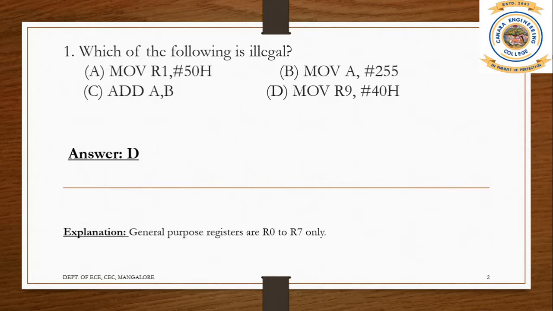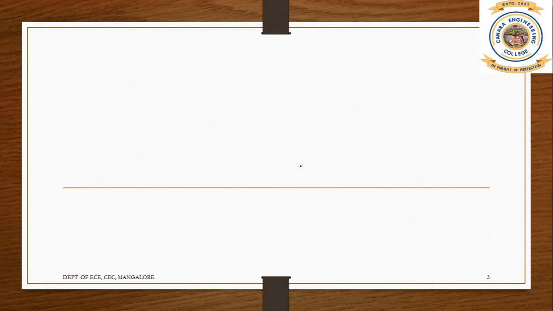So as I explained, general purpose registers are only from R0 to R7. There are 4 register banks in internal RAM of 8051 and each register bank has 8 registers, namely R0, R1, R2, R3, R4, R5, R6, R7. So there is no R9 register. So that's why our answer is D.